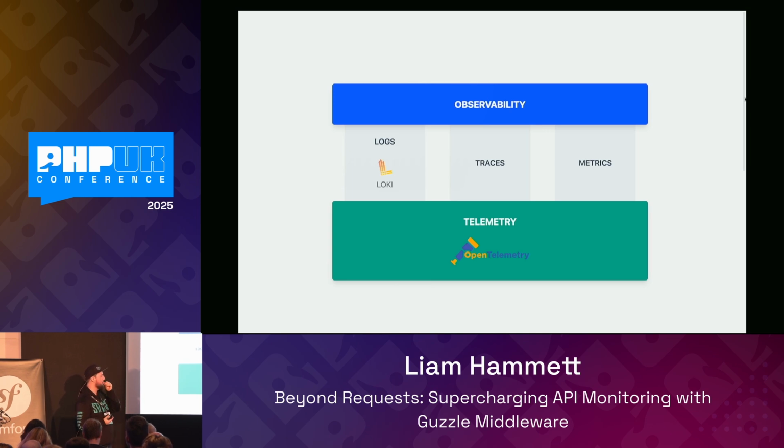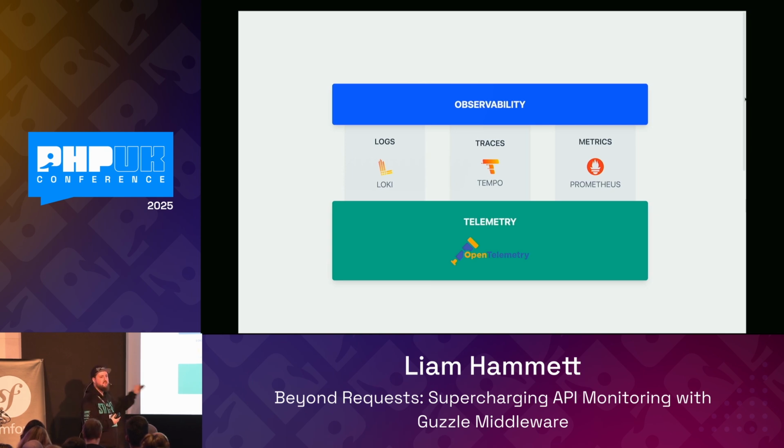And the tools we're going to be using to actually view this are, for logs, we're going to be using a tool called Loki. For traces, we're going to be using Tempo. And for metrics, we're going to be using Prometheus. We're going to go over these in a bit more depth later. But Loki, Tempo, and Prometheus are basically databases that are going to store all of our logs, our traces, and our metrics, and allow us to query them later on.